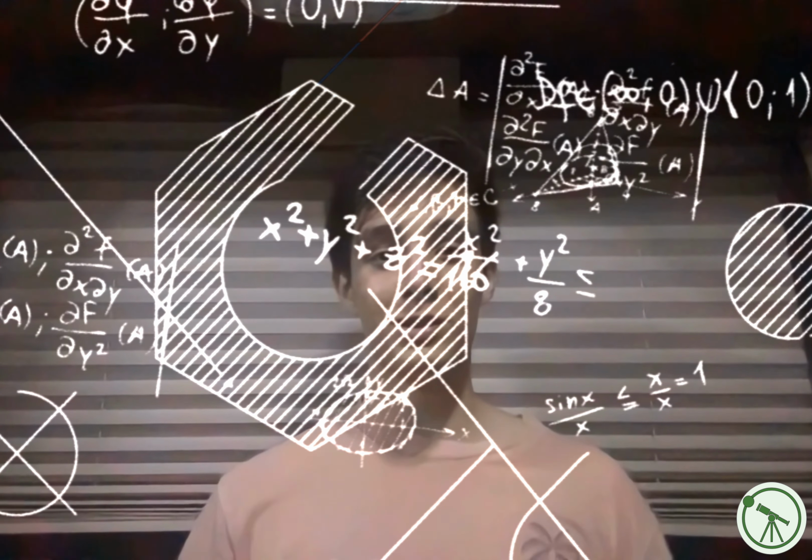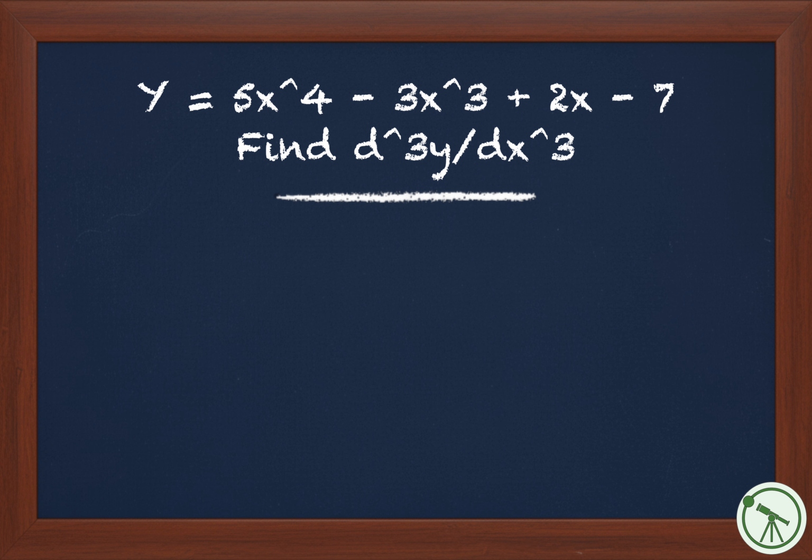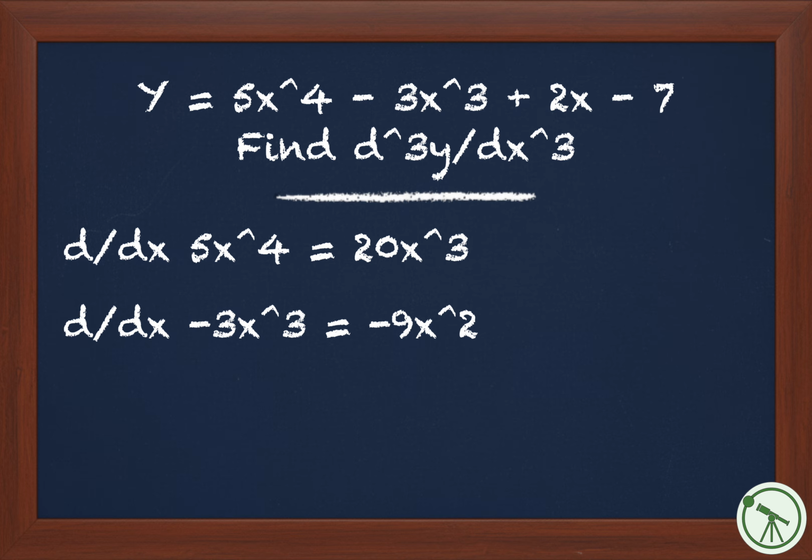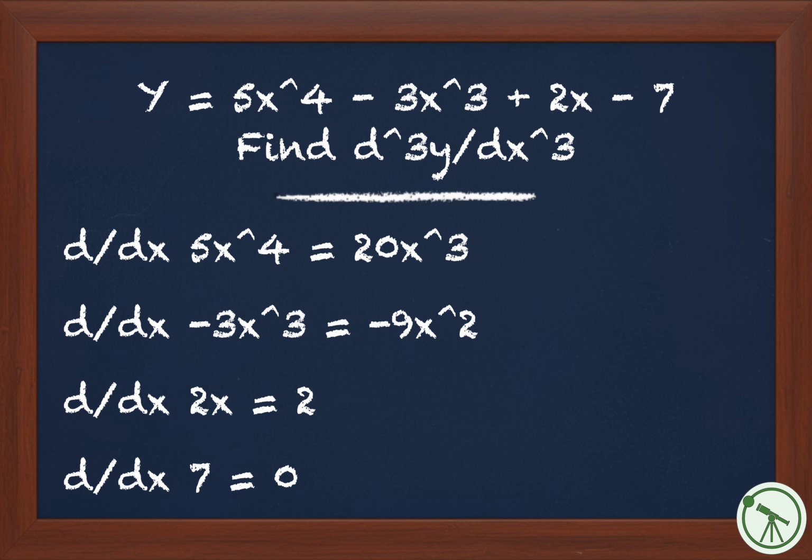So let's jump into an example. Just look at this question. We have to find the first, second, and third derivatives of the function 5x to the fourth minus 3x to the third plus 2x minus 7. So this is pretty simple. 5x to the fourth will go to 20x to the third, 3x to the third will go to 9x squared, 2x will go to 2, and all whole numbers, as we know, negative 7, will go to 0.